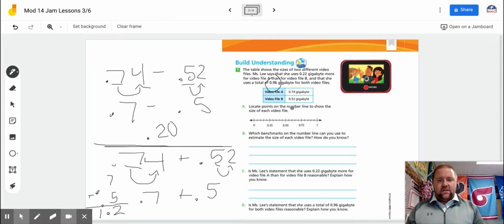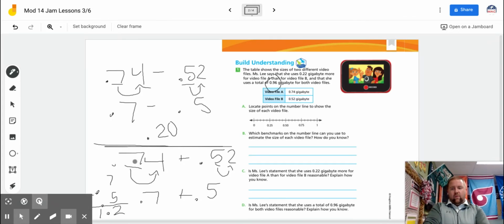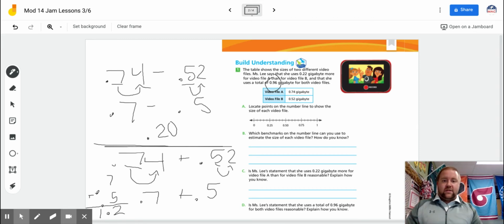But when we look at these numbers, we know that when we add 7 tenths and 5 tenths, that is just too much. So we know that her answer is reasonable, but I do not believe that her answer is correct. In order to check if her answer is correct, we would say 74 hundredths plus 52 hundredths.